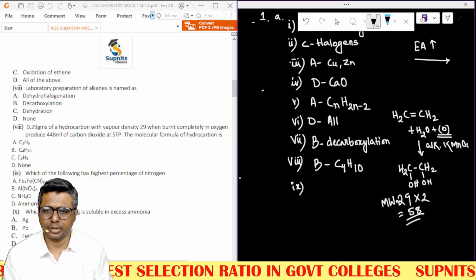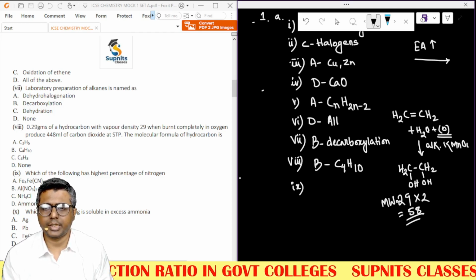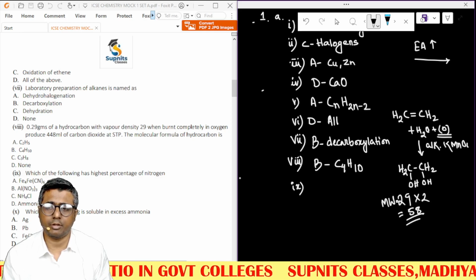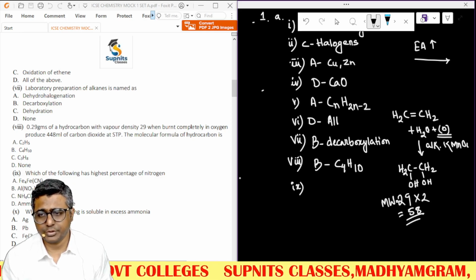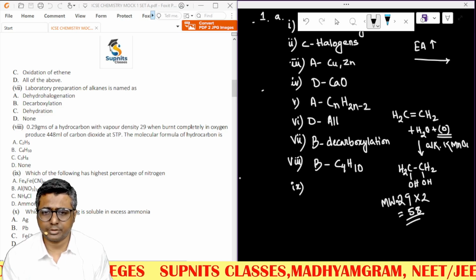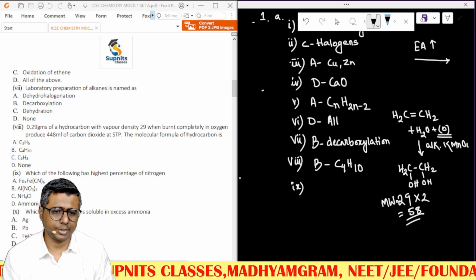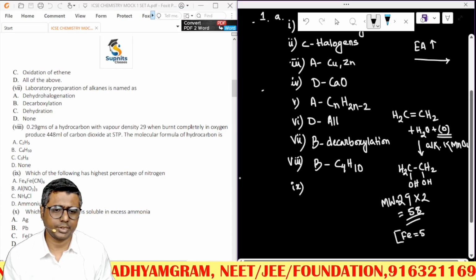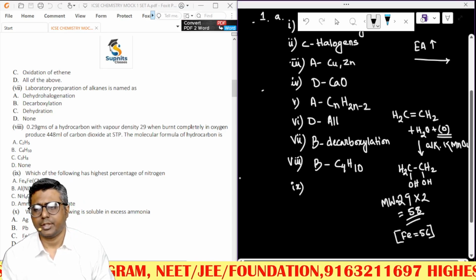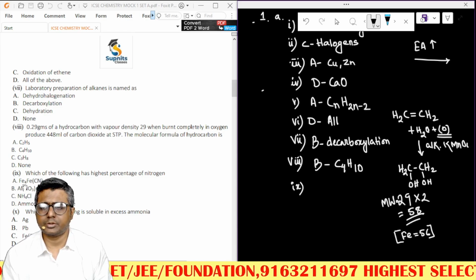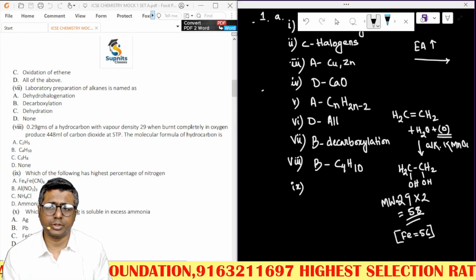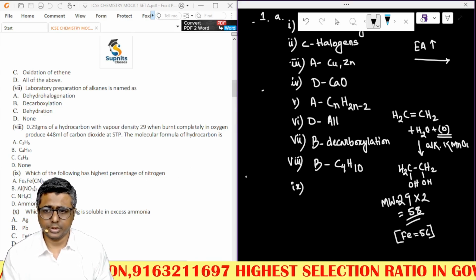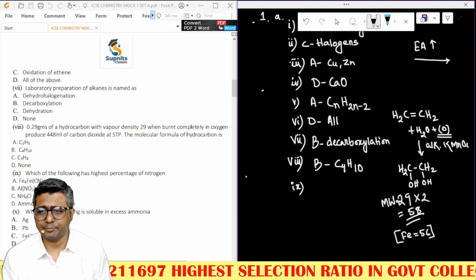This one you have to calculate. Which of the following has the highest percentage of nitrogen? Now if you see this, the atomic weight of iron will be given during the examination. Fe is equal to 56, which you require. And here, you have to calculate this whole thing. So this will take time, definitely this will take time.